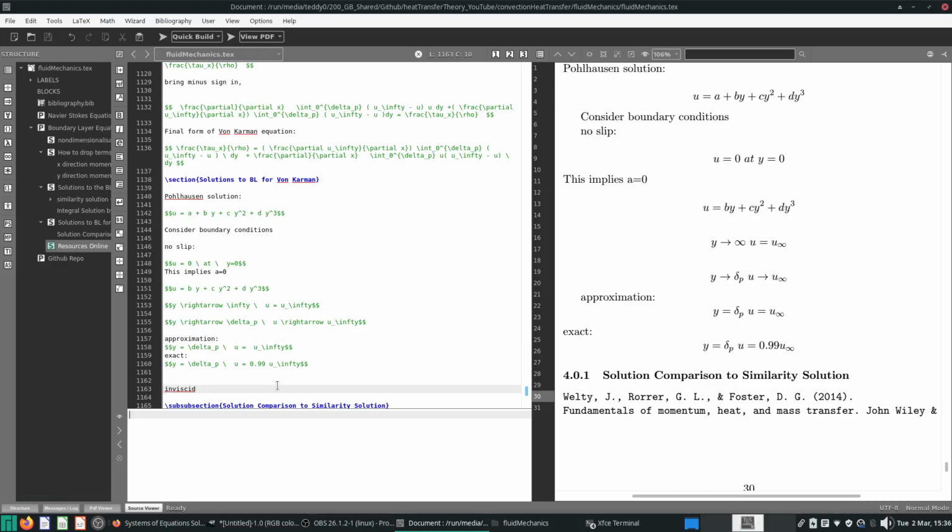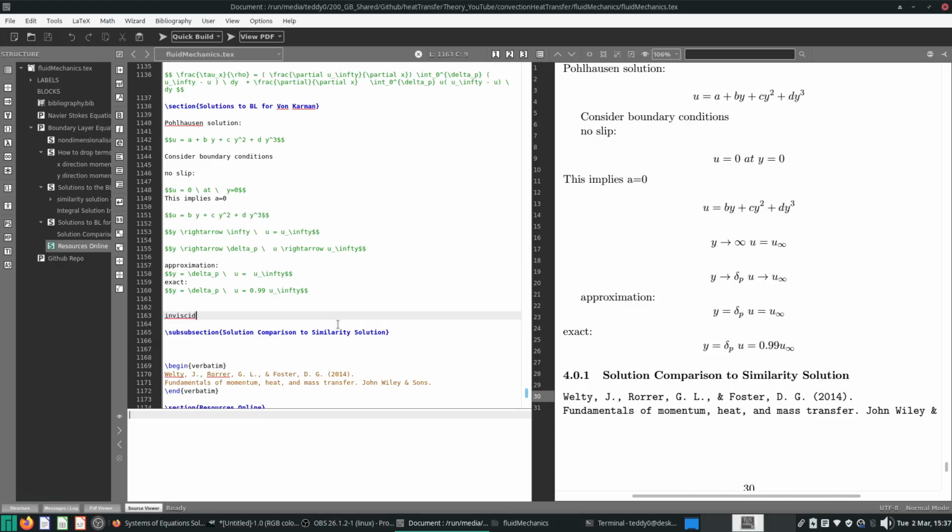Next approximation we want to make: inviscid flow near delta p.